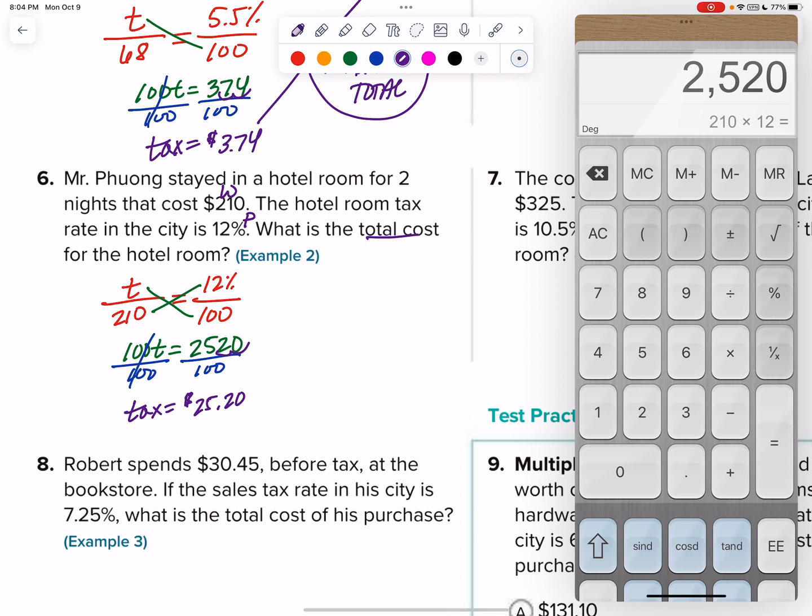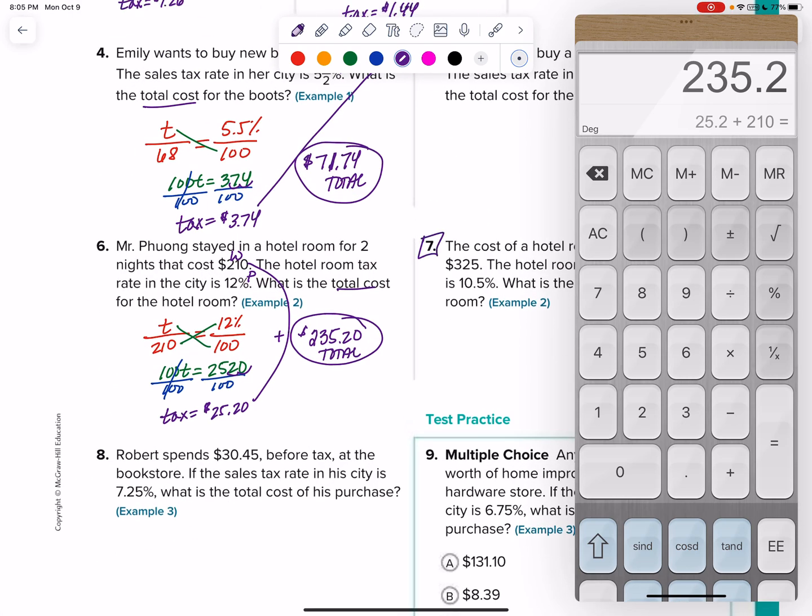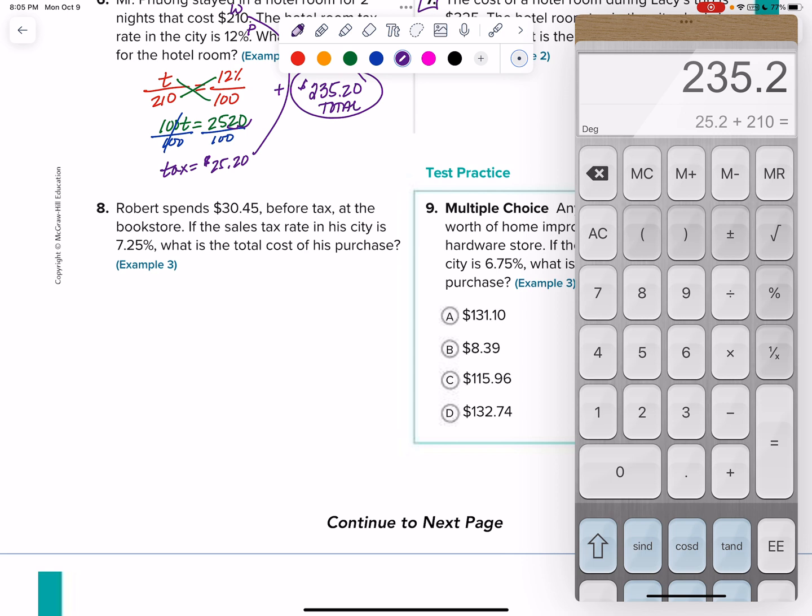$25.20. We're going to add that to the original price, so $25.20 plus $210. And the total cost of this room with tax is $235.20 total. And there we go. All right, number 7 is all you. All right, number 8. He spends this much before tax at the bookstore.